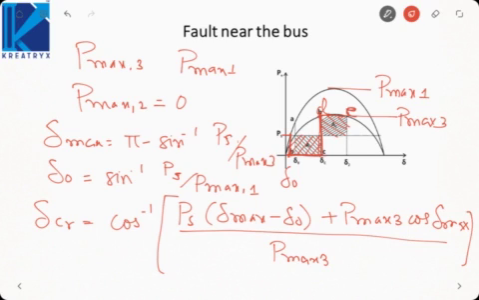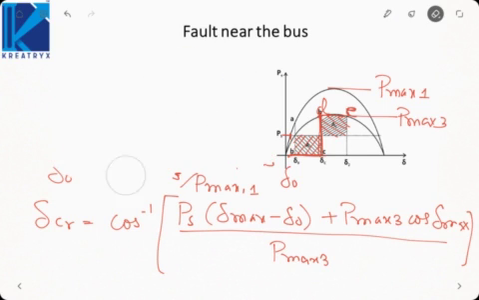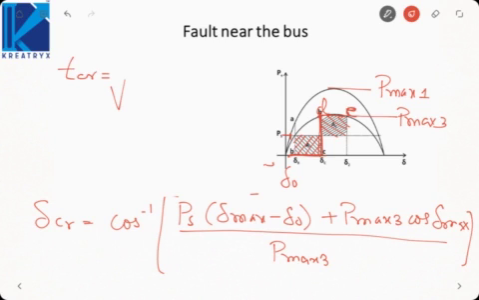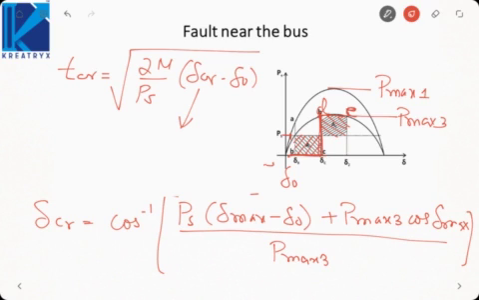Here also, if you see, the power transfer during the fault is 0. So here also we can determine the critical clearing time. The expression will remain same. Okay, so what is the difference here? This delta Cr is different from case number 2. But the formula between TCR and delta Cr remains same, because that was derived from the swing equation, and the swing equation does not change for different types of fault. Swing equation will remain same.